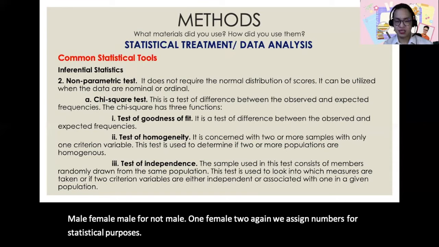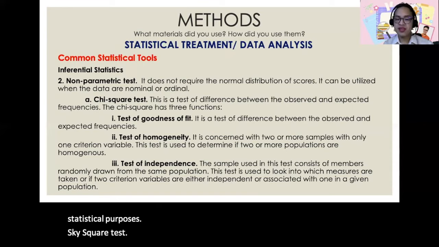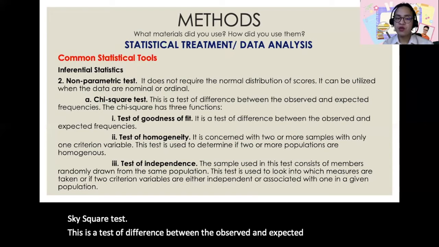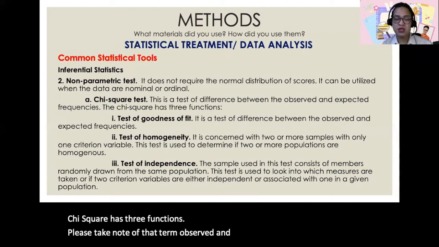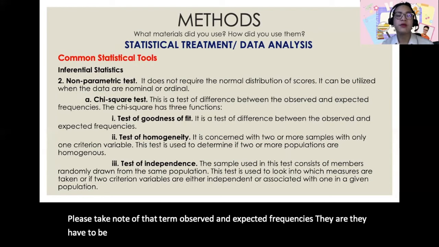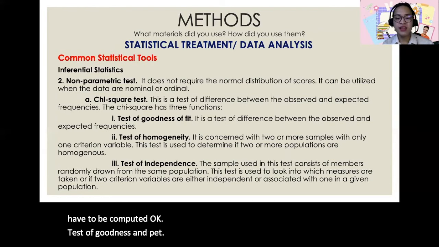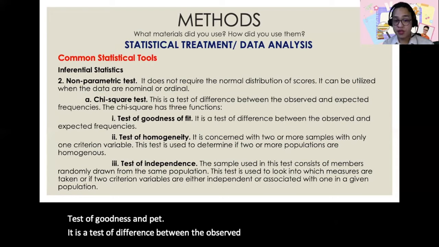Chi-square test. This is a test of difference between the observed and expected frequencies. The chi-square has three functions. Please take note of the terms observed and expected frequencies. They have to be computed, okay? Test of goodness of fit. It is a test of difference between the observed and expected frequencies.